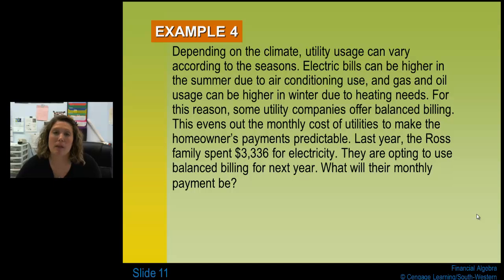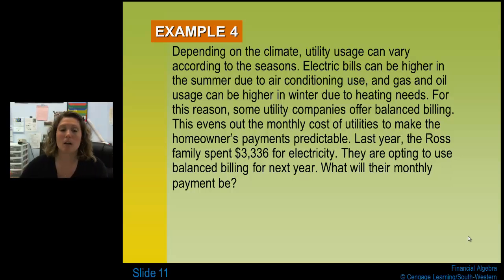Last year, the Ross family spent $3,336 on electricity. They are opting to use balanced billing for next year. What will their monthly payment be? Well, to do balanced billing, they take last year's electric usage cost, which was $3,336, and they break it up over the course of a year.